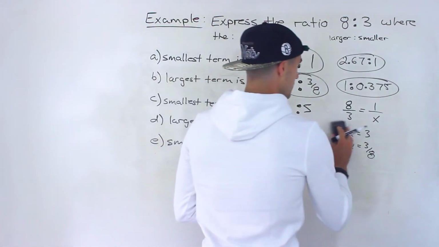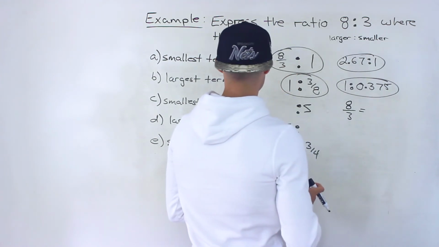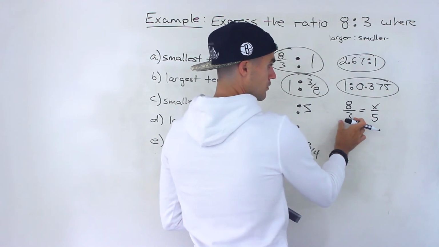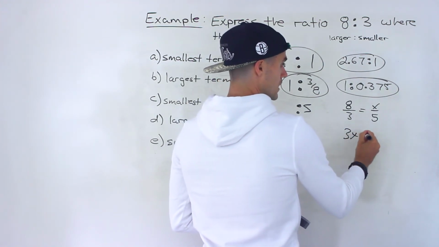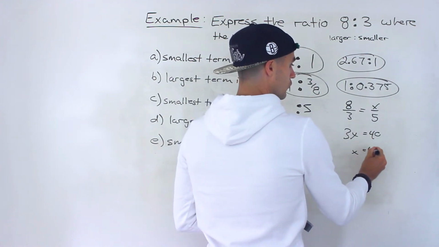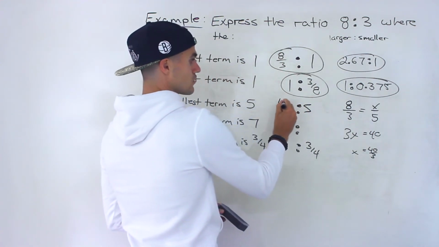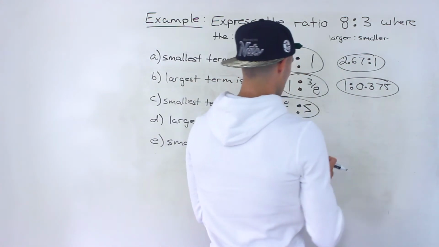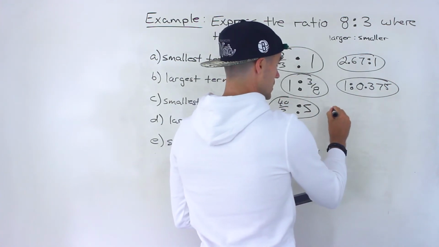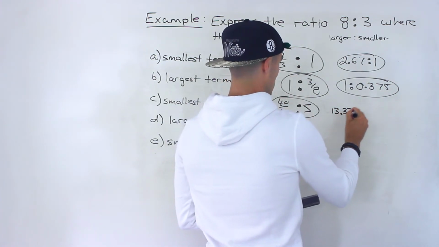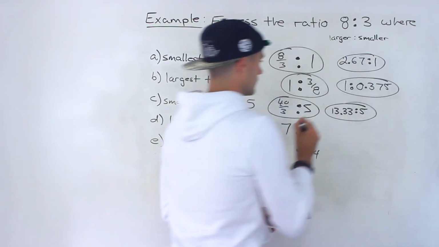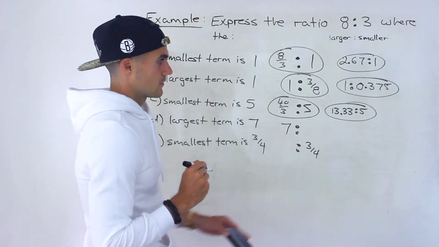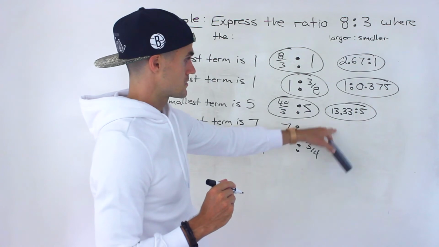And then part C, 5 is the smallest term, so that would go at the bottom in line with the 3. Cross multiply, 3x equals 40, x equals 40/3. That doesn't simplify, so that would go over there. 40/3 is, what, 13.33 to 5. Like that, 13 1/3. Right, so that's what the answer would be in decimals if we round it to 2 decimal places.